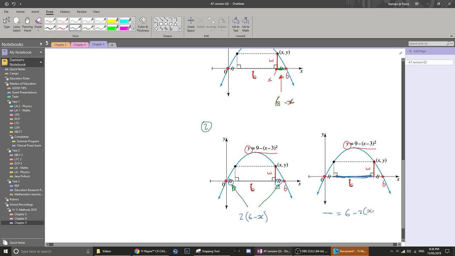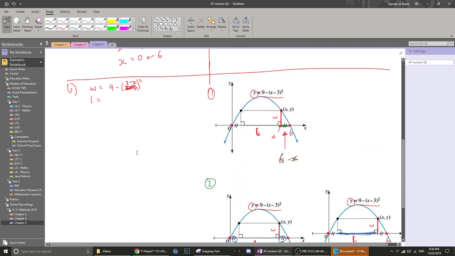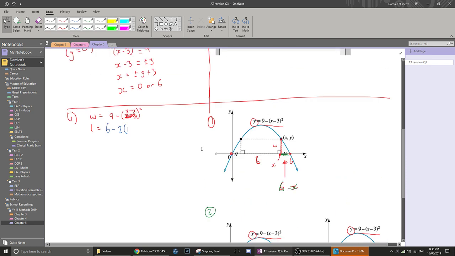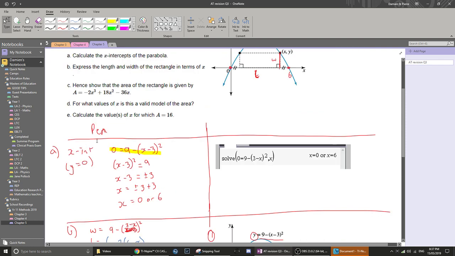So our blue section, we've said, is our length. So we can go back up here. Length is equal to 6 minus 2 times 6 minus x, and if we want to expand that, we get minus 12 plus 2x. Length is equal to 2x minus 6. That gives us our length and our width in terms of x, which the question asks for.